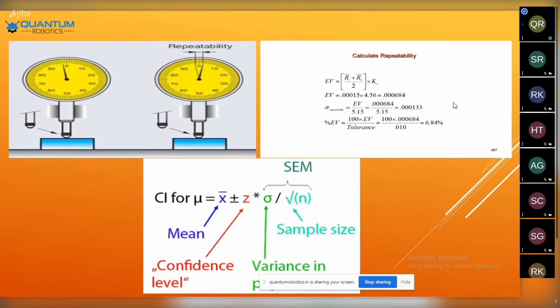Then what are we going to get? The exact percentage. How do we get the exact percentage? We have to multiply by 100 into EV. What was the EV? 0.0000684 by tolerance. What was the tolerance? Sorry, 0.10 is the tolerance. After calculating with the tolerance and the particular EV, we are going to get 6.84 percent.